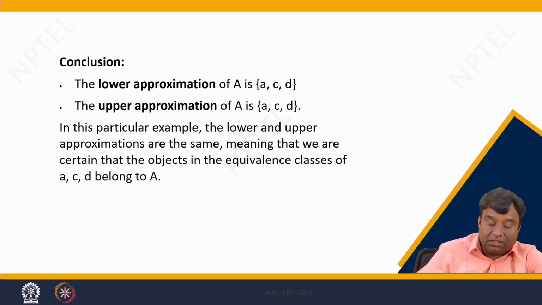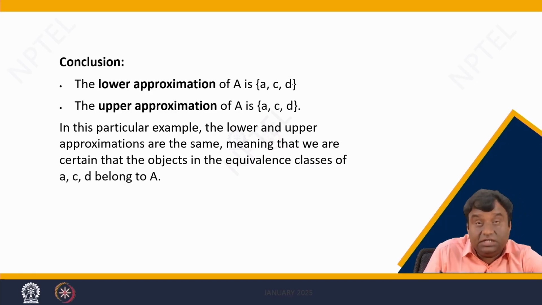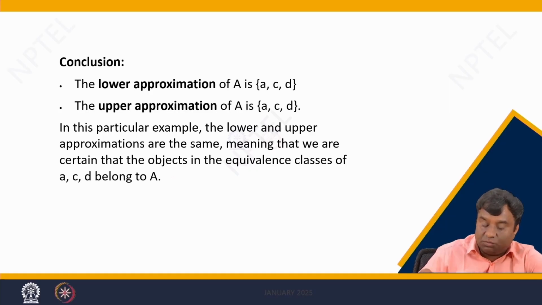So here the conclusion is that the lower approximation is ACD, and the upper approximation is also ACD. In this particular example, the lower and upper approximations are the same, meaning that we are certain that the objects in the equivalence classes of ACD belong to A. We will discuss more on this topic.